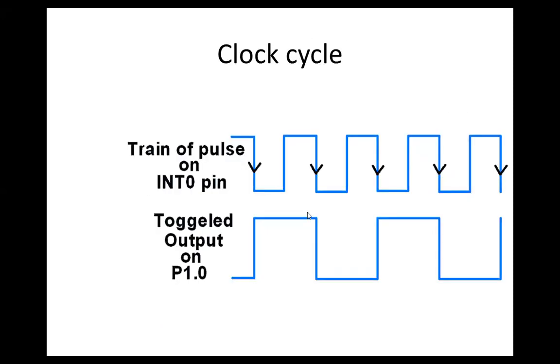Low level triggering means what? See, this is the falling edge. This is the falling edge trigger. Edge, you know what edge means? From 1 to 0, sorry, from 1 to 0 is called the falling edge. It means the signal comes from 1 and goes to 0. This is called falling edge triggering. If it comes from 1 to 0, it is called falling edge triggering.